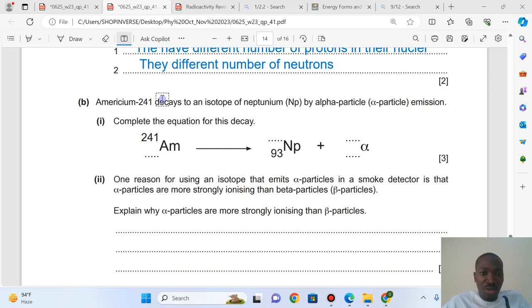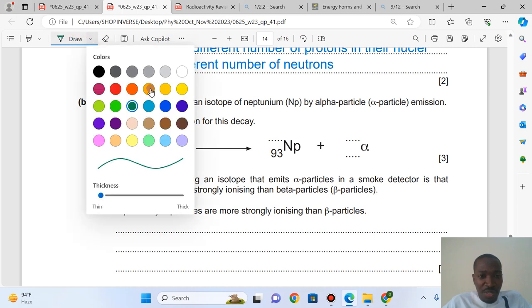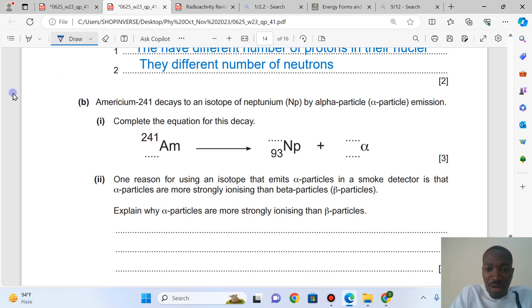The next question says, americium-241 decays to an isotope of neptunium by an alpha particle emission. Complete the equation for this decay. Well, an alpha particle is a helium nucleus, so it has a mass number of 4 and atomic number of 2. That is settled. Now let us balance this. 93 plus 2 will be 95, so down here we should have 95. Then 241 minus 4 should be 237. Yeah, so it is balanced.